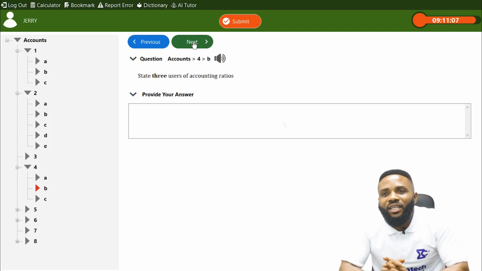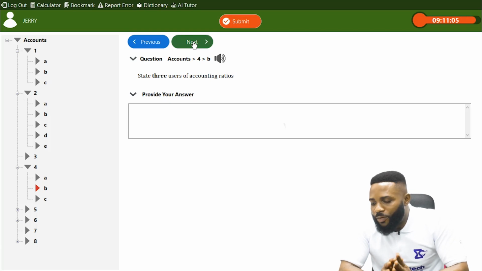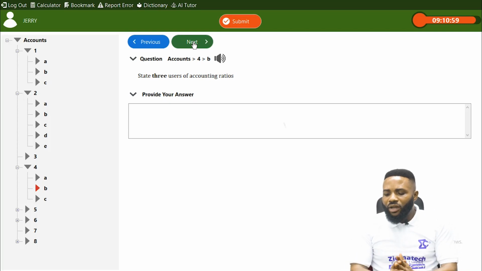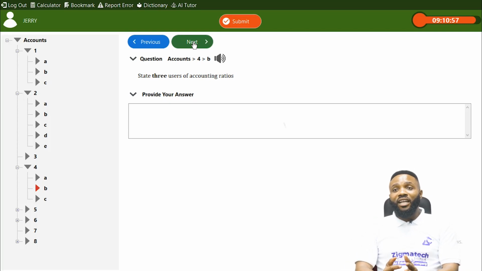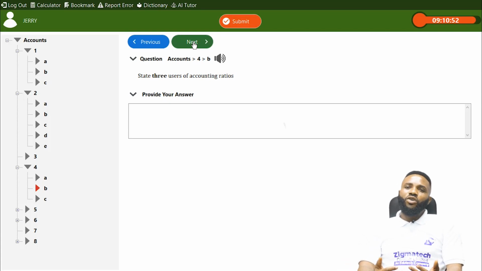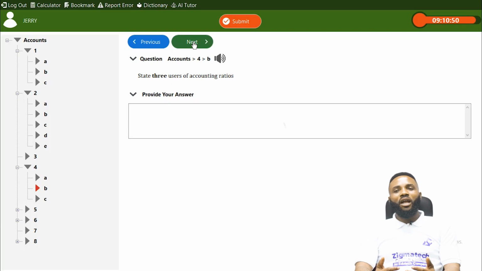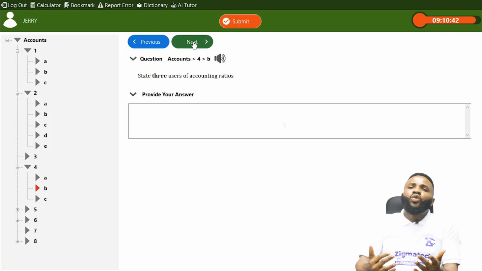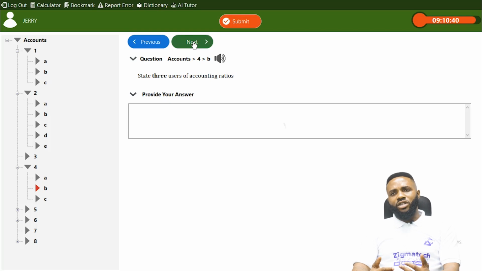State 3 users of accounting ratio. When we talk about users in this context, we are talking about the relevance of accounting ratio. Why do we need accounting ratio as a concept in accounting?